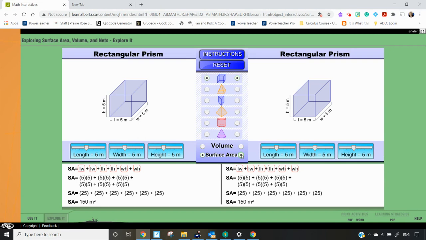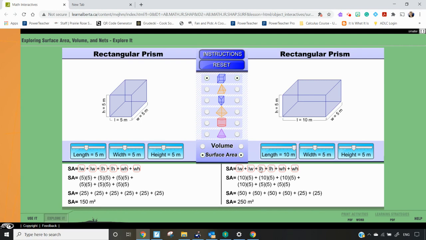So the first one says, how would the surface area change if one side length was doubled? So we're going to have measurements here. We've got 5, 5, and 5, and we're going to double one of the side lengths. So instead of having 5, 5, and 5, we're going to have 5, 10, and 5. And if you take a look, our original surface area was 150 meters squared. Our new surface area is 250 meters squared. And that means it's increased by 100.